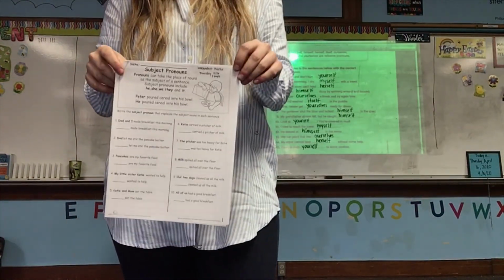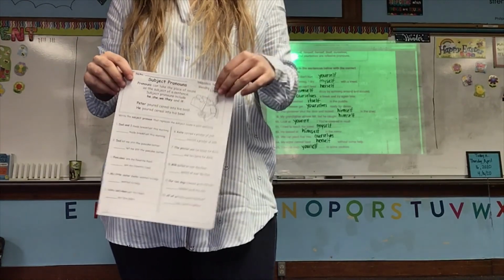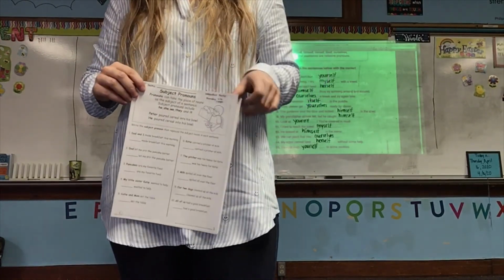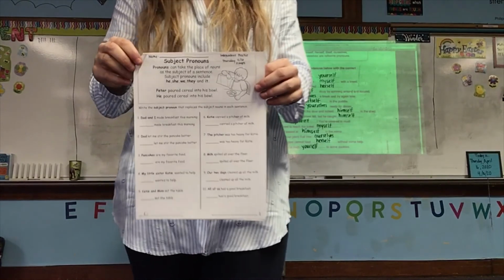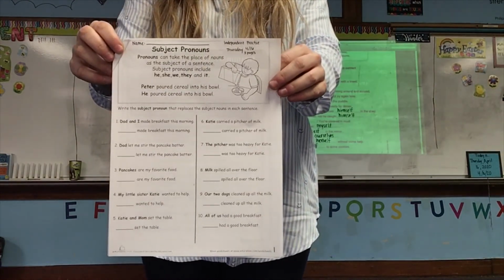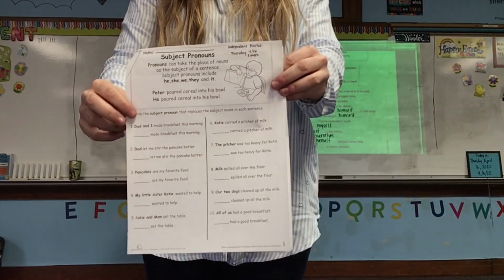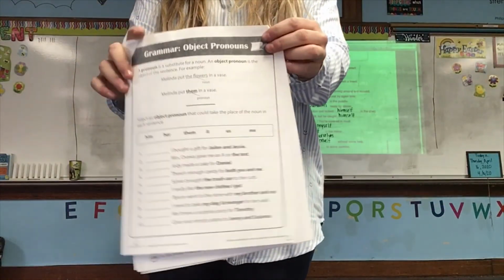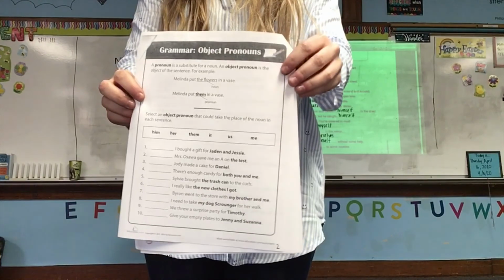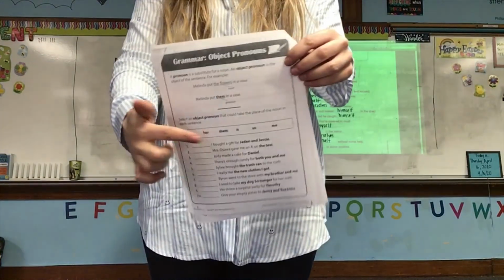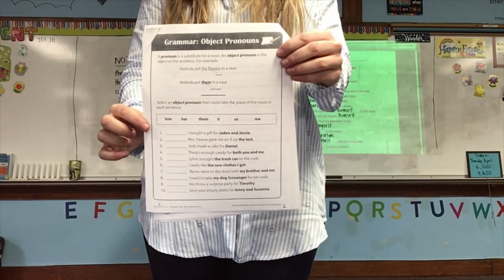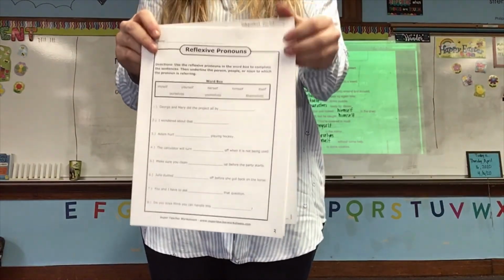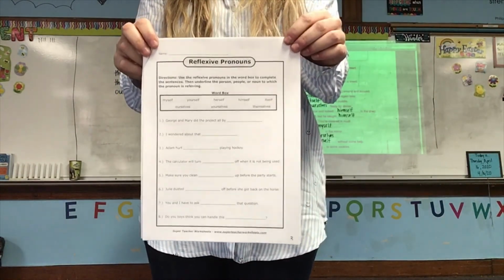So just turn the page over. You do have 3 pages of independent practice, only because I could not find another one where they did subject and object on the same page. So you have this, which is a subject pronoun. Make sure to read the directions and follow them closely. Then you have this sheet on object pronouns. You're going to be replacing the bold words with the correct object pronoun. And then you have a reflexive pronoun sheet.